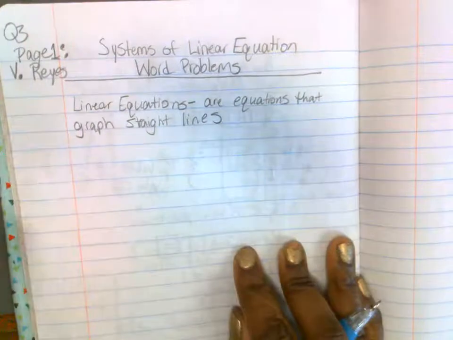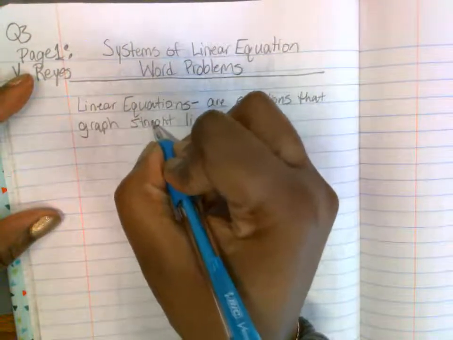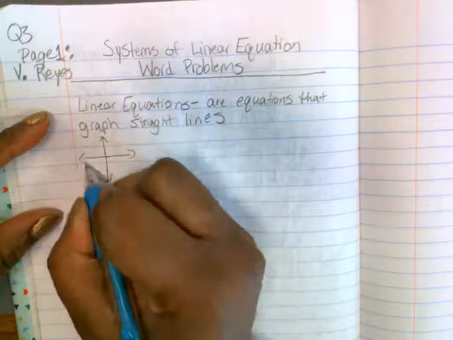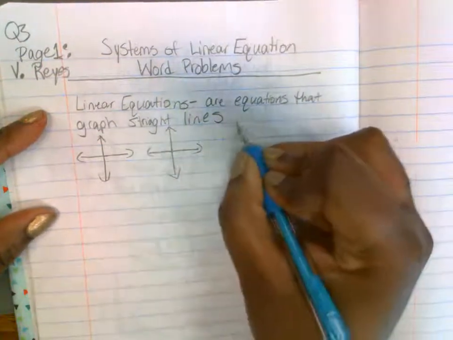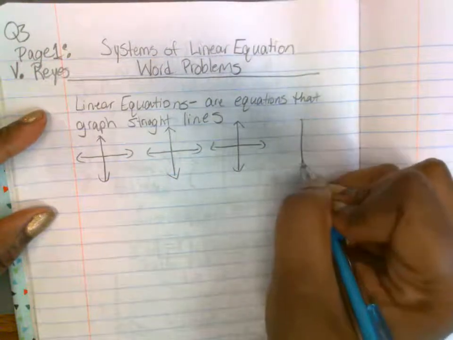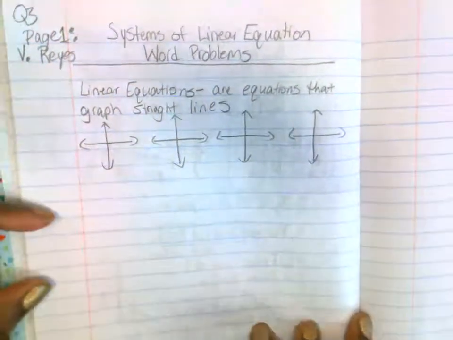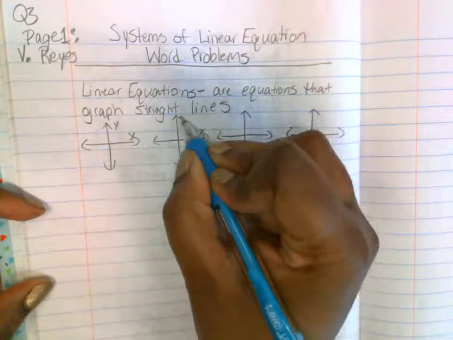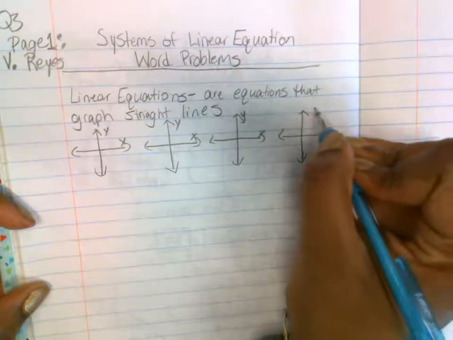Some examples of what your straight lines will look like. I'm going to draw 4 small coordinate planes. And we've talked about what straight lines look like. And I'm going to give you 4 different kinds that have 4 different kinds of slope. Okay? So I have my X and my Y coordinate. X axis, Y axis, X axis, Y axis, X axis, Y axis, okay?